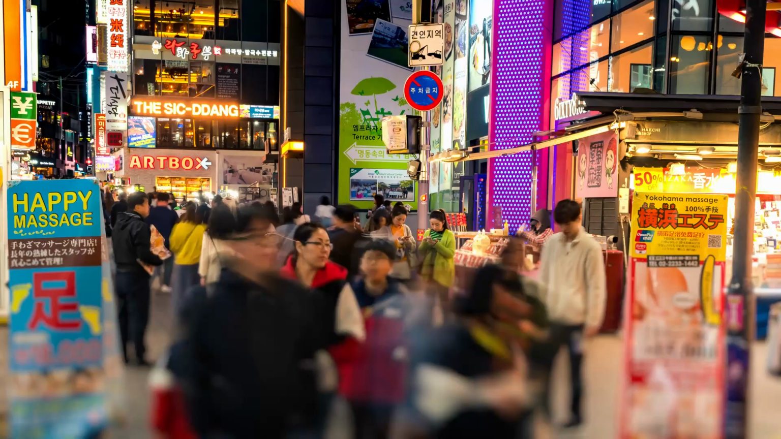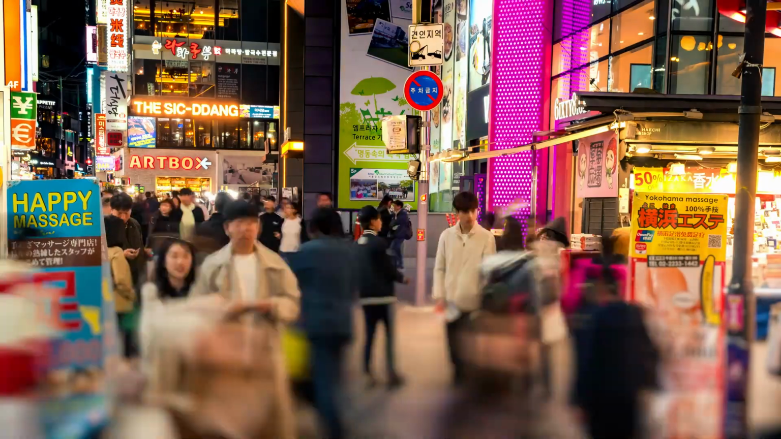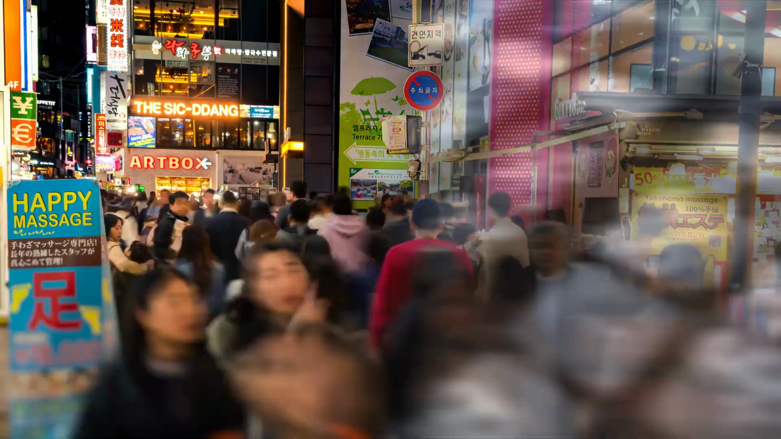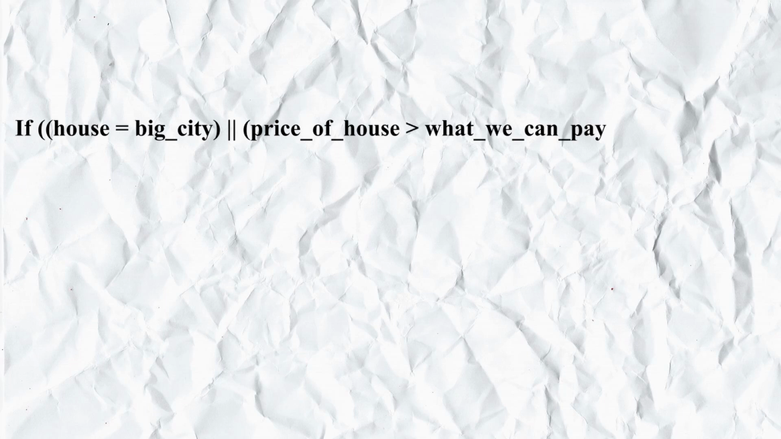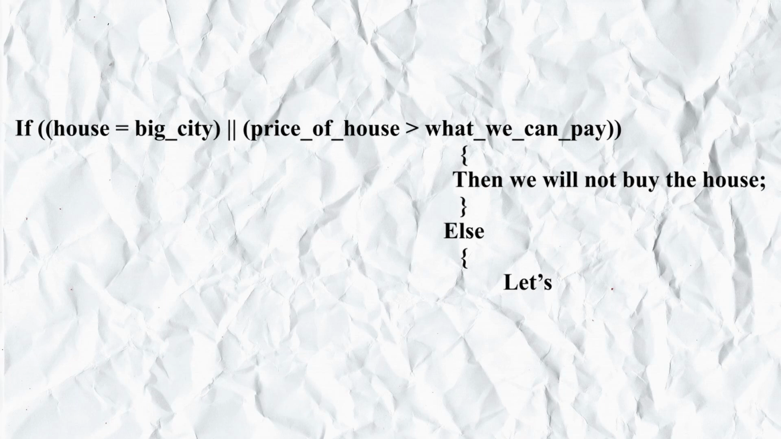For example, say you are looking for a house that is neither in a big city and is neither super expensive. Just like the NAND gate, the code may not be super clean, but we can still represent it like this. If house is equal to big city, or price of house is bigger than what we can pay, then we will not buy the house. Else, let's buy this house.